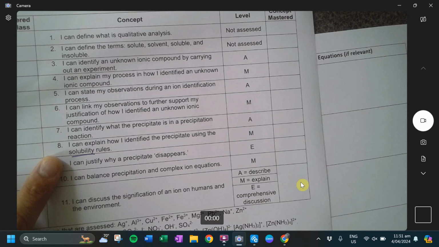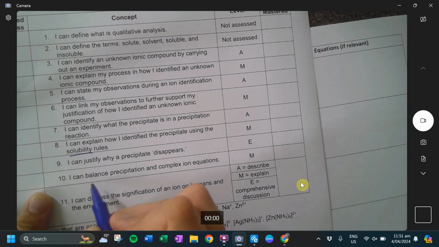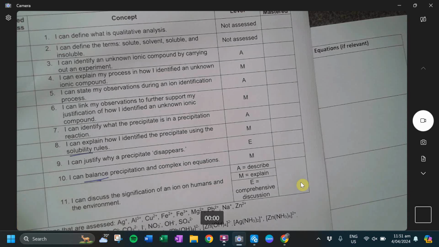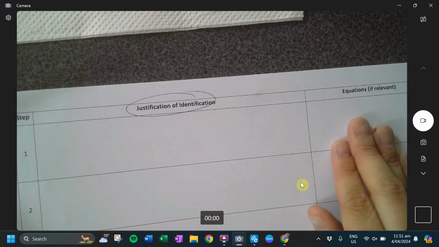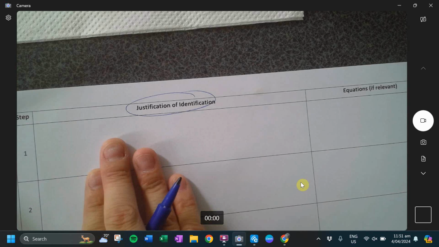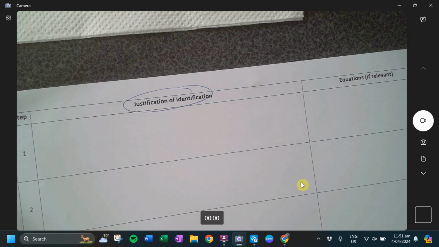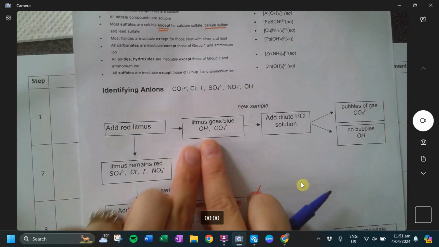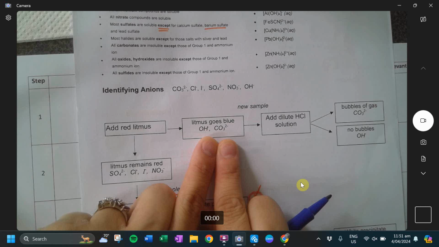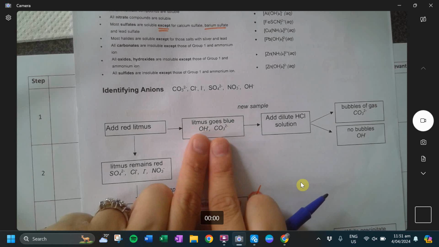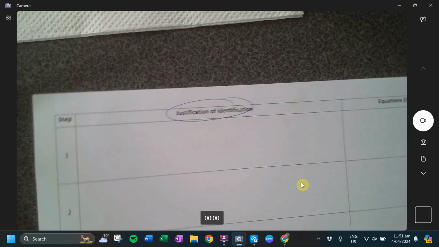And what's the last one? Balancing our equations. So in this step, I don't have anything equation-wise to write, but I can justify some stuff. Since the red litmus did not turn blue, what does it tell me? Nothing. Well, it does. Look at the flow chart. It's not hydroxide and it's not carbonate. What are these two things? Are they acids or bases? Bases, because bases would have turned the red litmus paper blue. So that's how I justify that step.